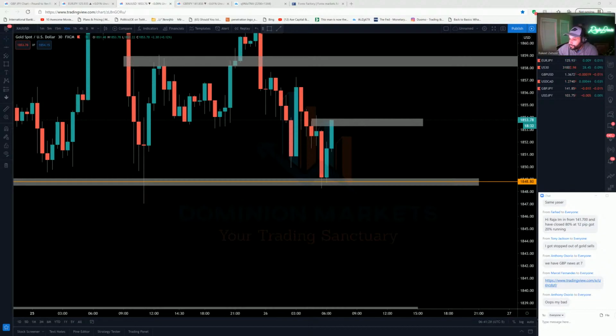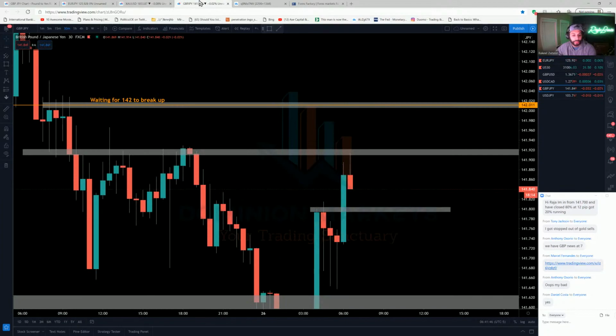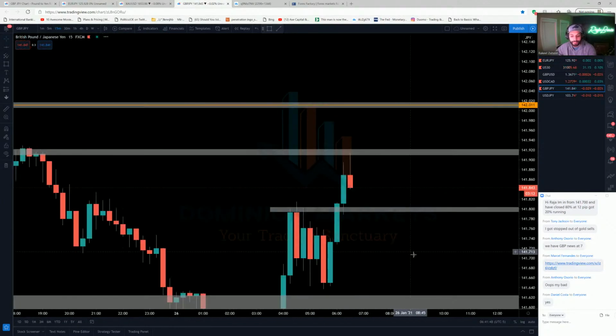On another pair like AUD CAD, the range looks big, but it's only 7 pips. If it's 7 pips, it's 7 pips. You can't do anything in it. It has to be around 15 to 20 pips. So if the range is small, then the range is small. You can't do anything at that.